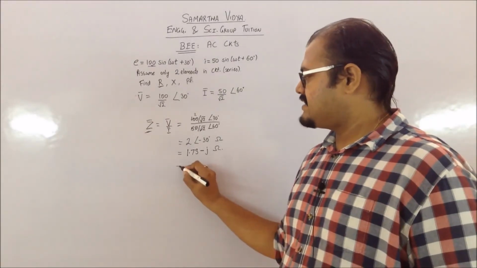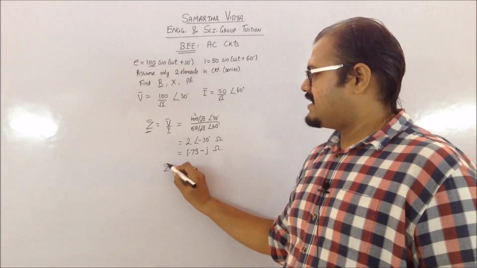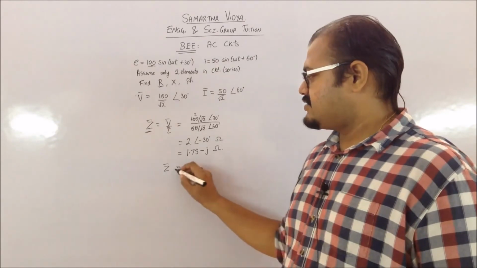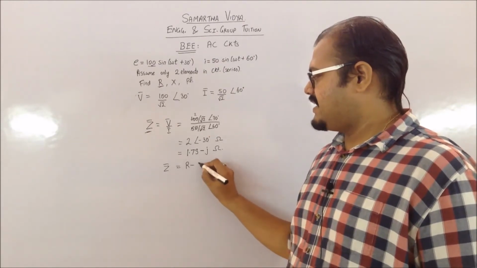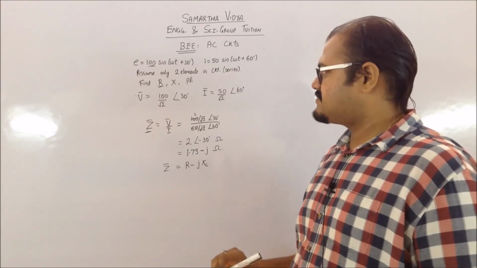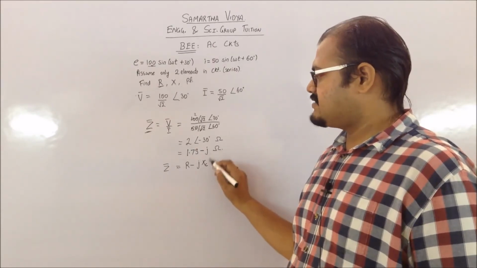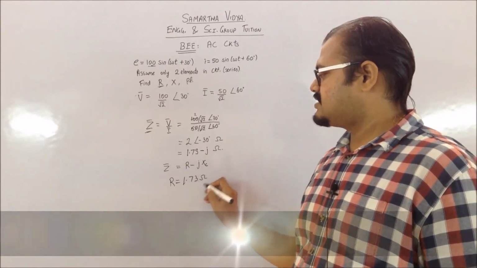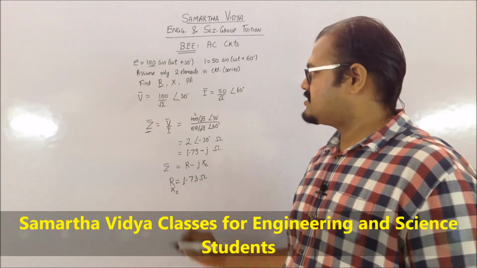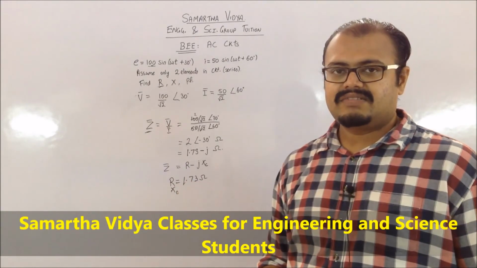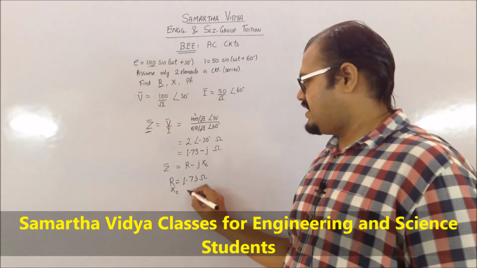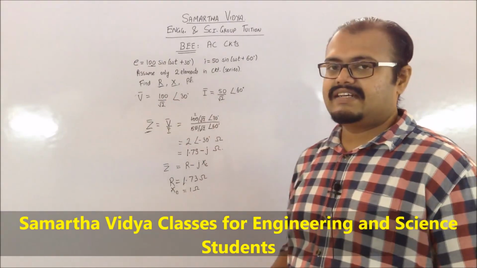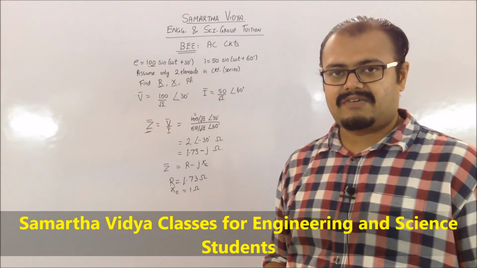So we will be comparing this equation because when you have a resistance and capacitance present, in that case your Z bar is given by R minus j XC. So you will be comparing it with this, so you will be getting the resistance as 1.73 ohms and your XC, which is your capacitive reactance, is going to be equal to 1 ohm. So we have calculated your R, we have calculated the reactance, now we have to calculate the power factor.